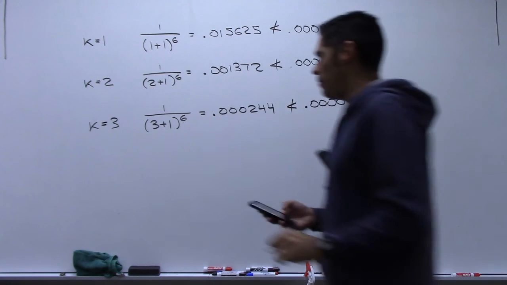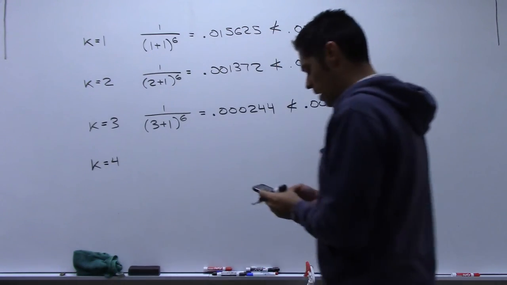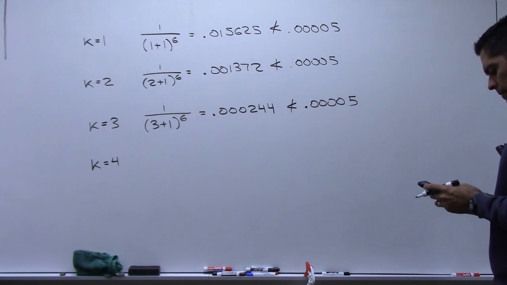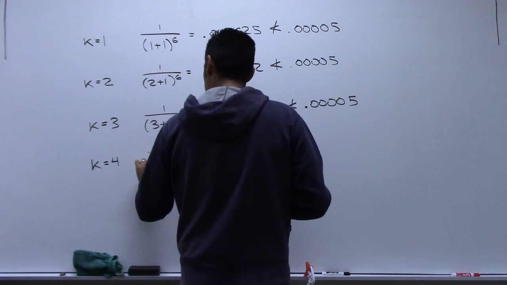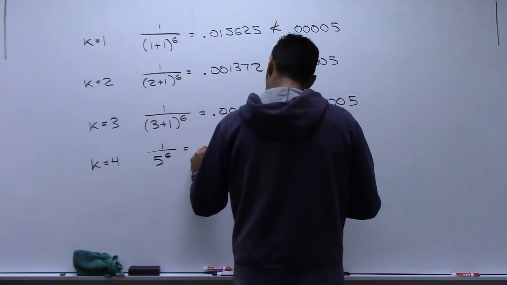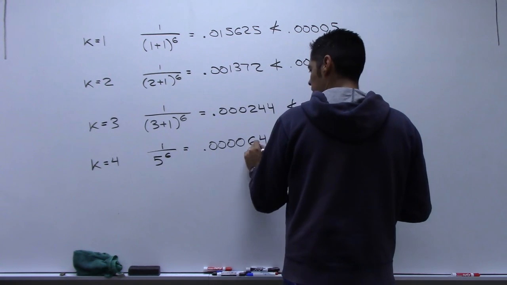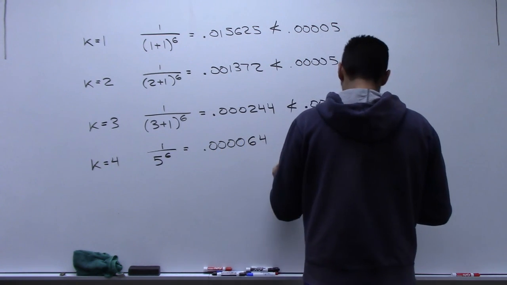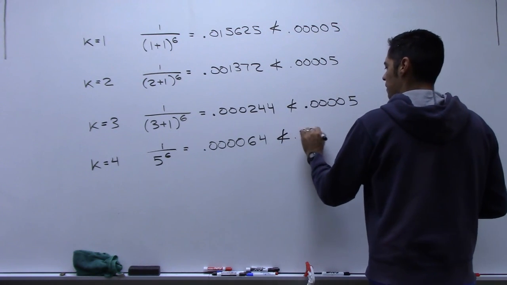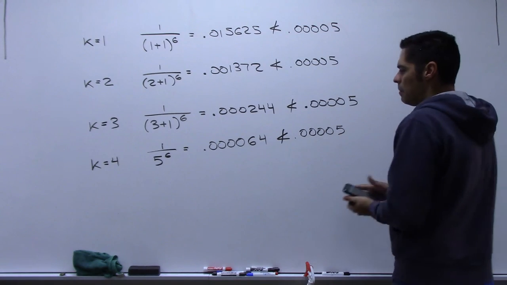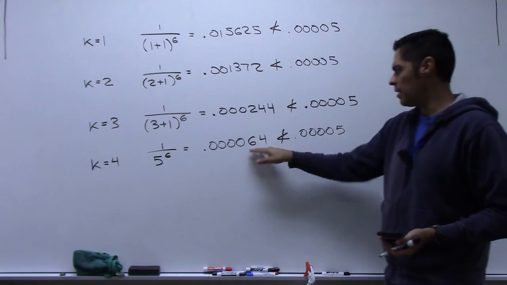So let me try k equals 4. If I do that, it's going to be 1 over 5 to the 6th. When I do this 1 over 5 to the 6th, I get 0.000064. Let me see. 1, 2, 3, 4, 5. Yes, and that is still not less than this. Just a little bit bigger, right? They all have 4 zeros. This is a 6, that's a 5, so this is bigger than this.